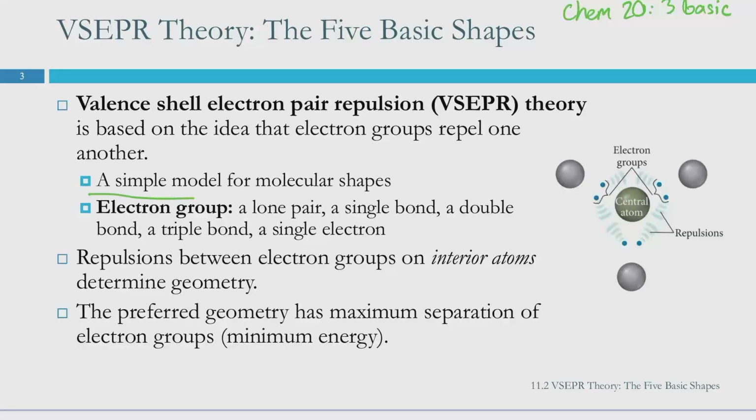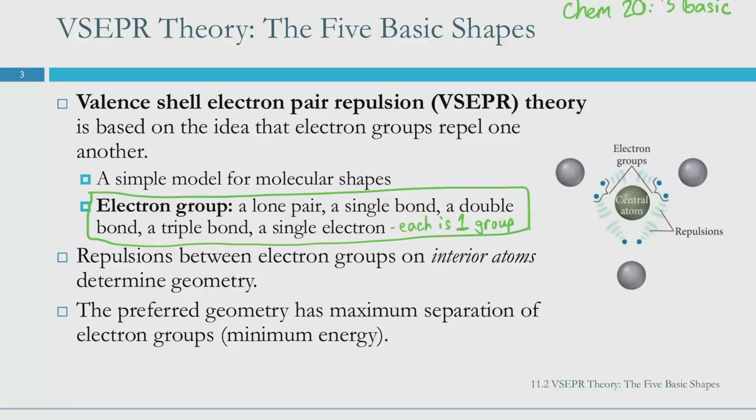Under valence shell electron pair repulsion theory, electron groups can be any of a lone pair, a single bond, a double bond, a triple bond, and a single electron like in radicals. Each of these is one group. So a double bond is one group, a triple bond is one group. They're not more groups because there's more bonds or more electrons there. They all count as one group.